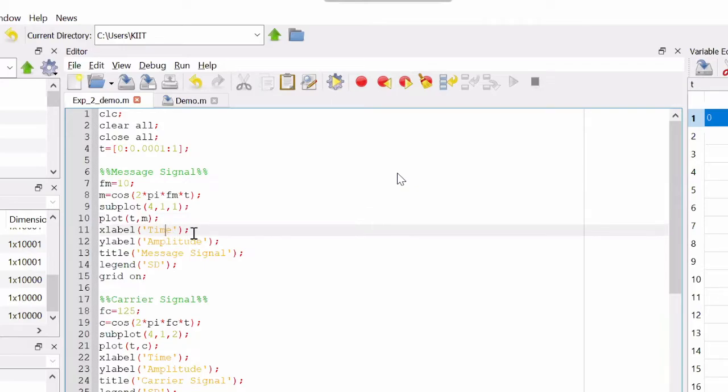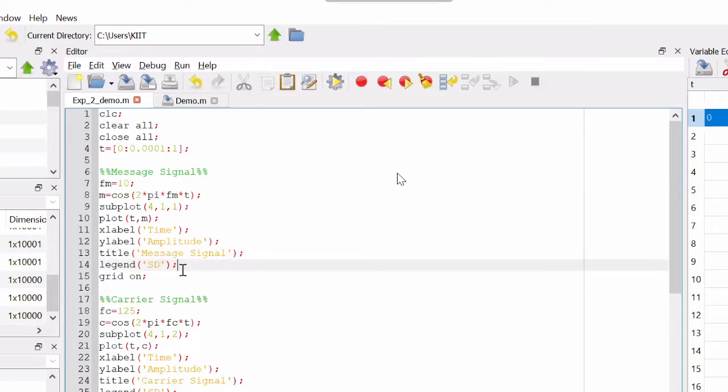Now I am adding some nuances to our graph. We know that the x-axis is time, so we are now defining the x label with this command. We also know that y is amplitude, so we are going to use amplitude as the y label. The title also we are going to use. The title means the title of this entire graph, and the title of this graph should be message signal.